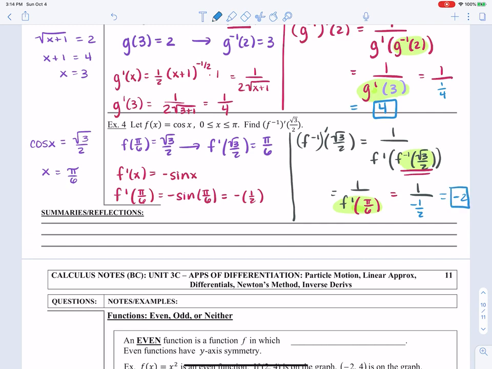Now, a question students are always asking me at this point is, Miss Lowry, why can I not just find the inverse and take the derivative of that? You could, but in some of these, we don't know the derivative formulas yet, and this is actually sometimes faster depending on how complex the function is.